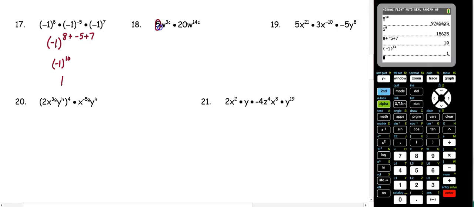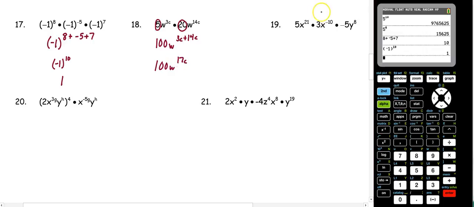18. There's two numbers out front, so we can multiply those together since they do not have exponents. So 5 times 20 is 100. And then we're going to add our exponents with the w's. So 3c plus 14c, that gets us 100 w to the 17th c.